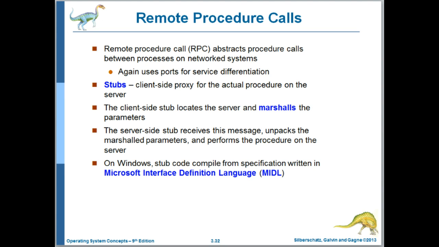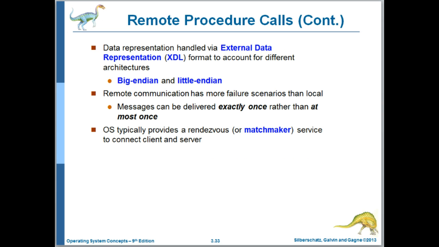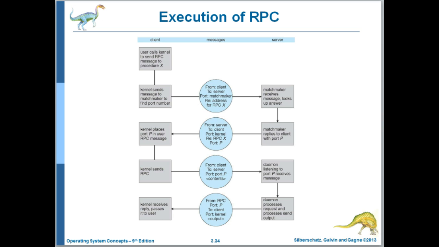However, given that these are arbitrary processes, process B might not be listening on a specific port. So how does process A get in contact with process B? That's an important question, and we'll take a look at that question coming up. Here are a few details that would have to be considered. We'll gloss over these. What I want to focus upon here is the problem that I raised a moment ago.